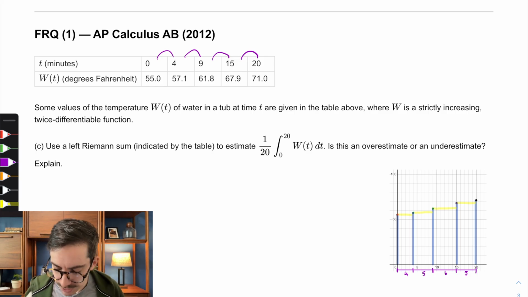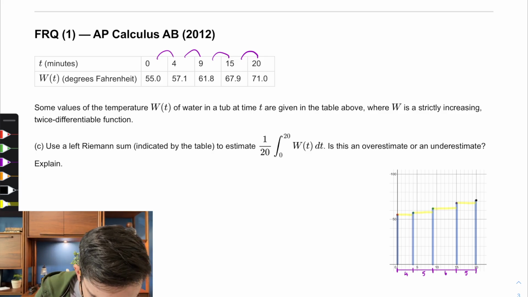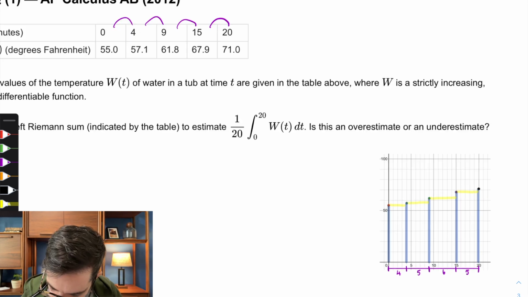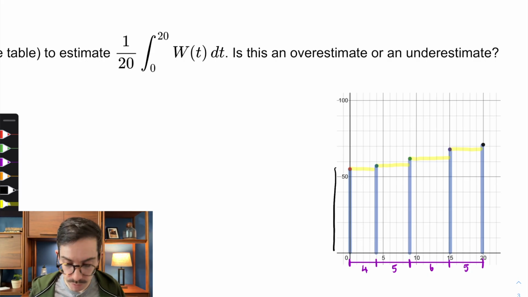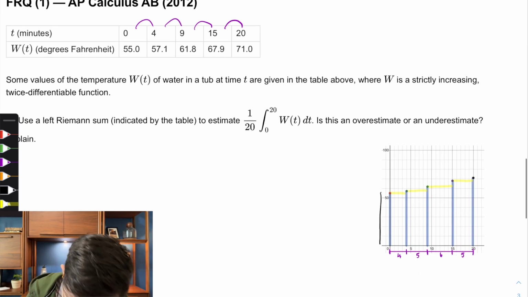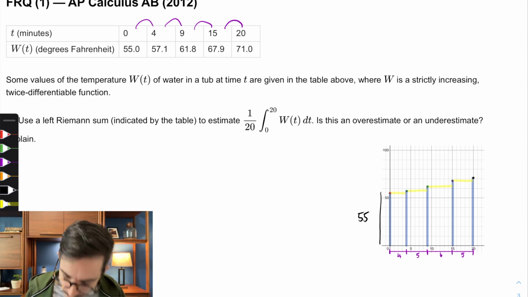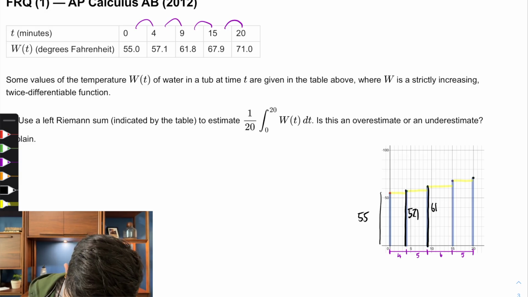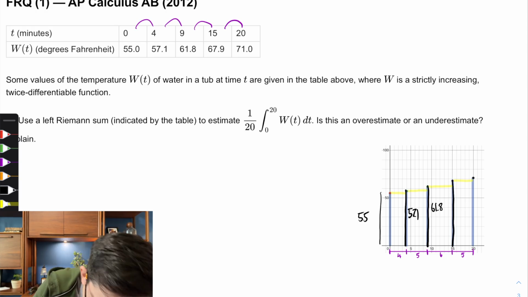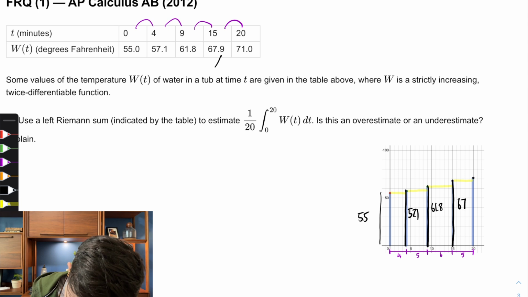Now we need to figure out the heights of our rectangles. Again, these are coming from the table. So this first height is just W of 0. It was my first entry, so that's 55. My next height is going to be this, which is 57.1. My next rectangle height is going to be this height, which is 61.8. And my final height is going to be that, which is just here, 67.9.